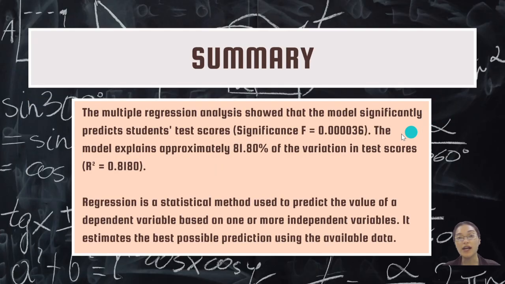And now, lastly, the summary. The multiple regression analysis shows that the model significantly predicts student test scores. The model explains approximately 81.80% of the variations in test scores. Regression is a statistical method used to predict the value of a dependent variable based on one or more independent variables. It estimates the best possible predictions using the available data.